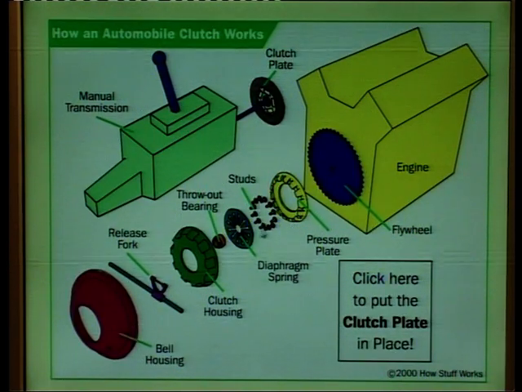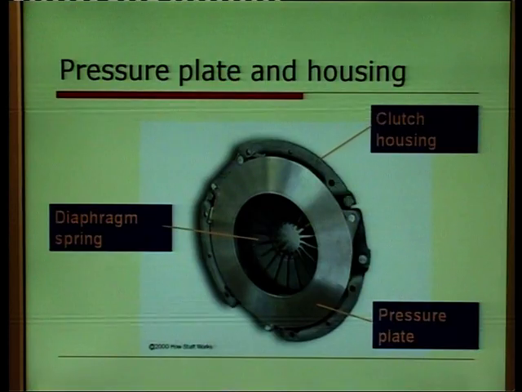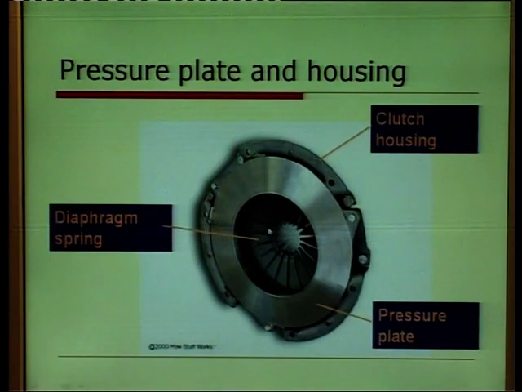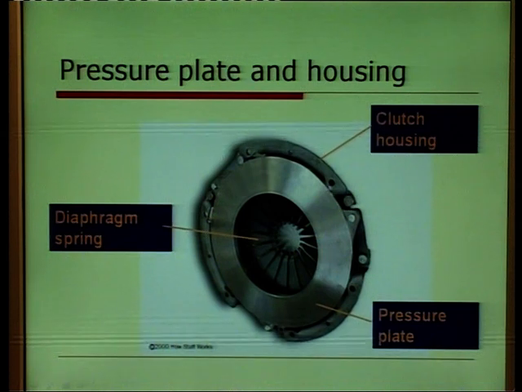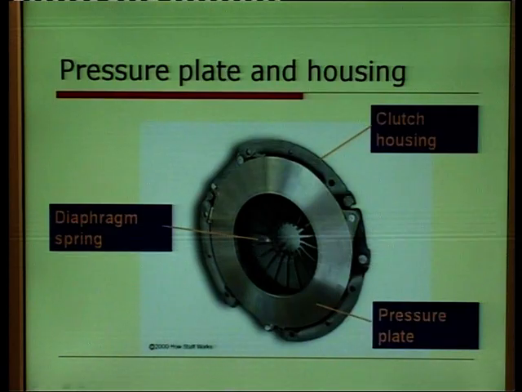This can be assembled. This can be fitted on this one. First the pressure plate, then the clutch plate, then the pressure plate, then studs, then diaphragm springs, then throw-out bearings, then the release fork, bell housing. Then next is the pressure plate. Again, explaining the pressure plate. This is the diaphragm spring fitted in the pressure plate. This is the clutch housing. This is the pressure plate, totally. These are the springs attached to it.